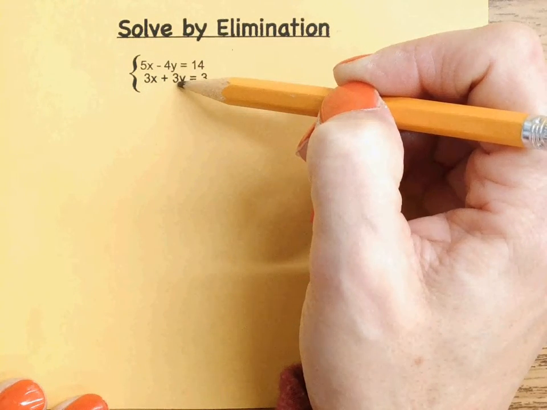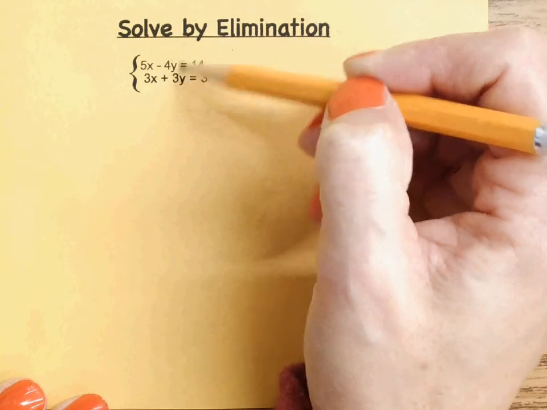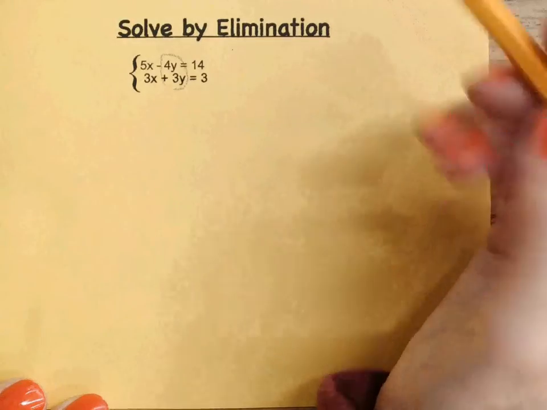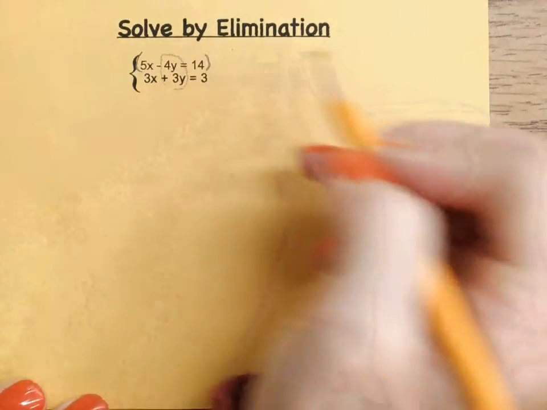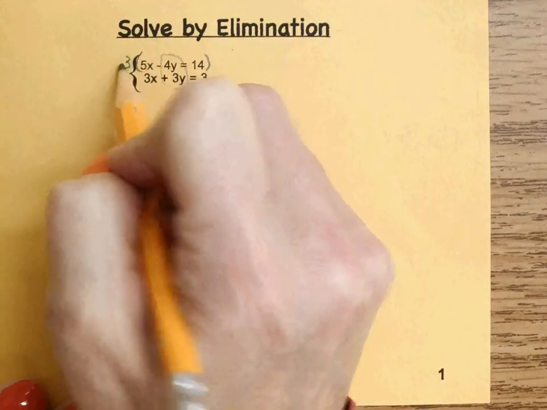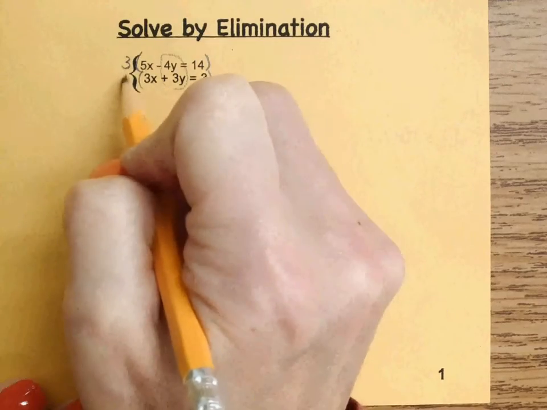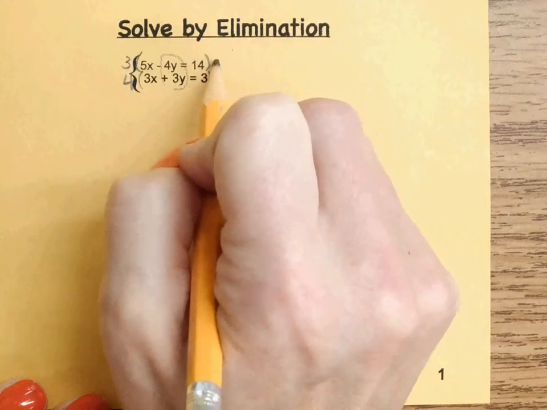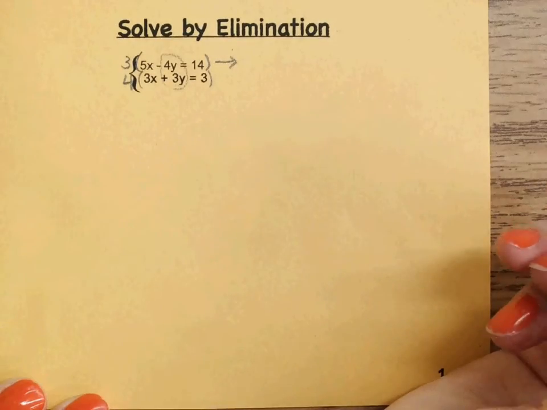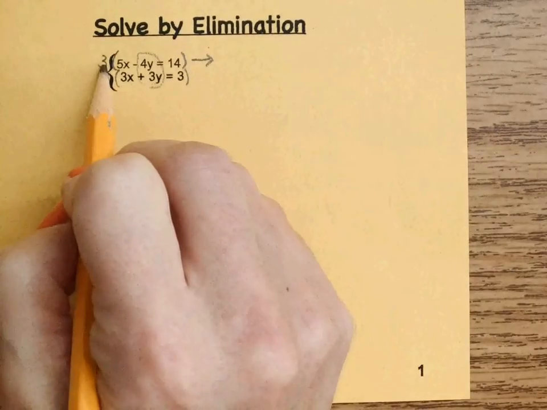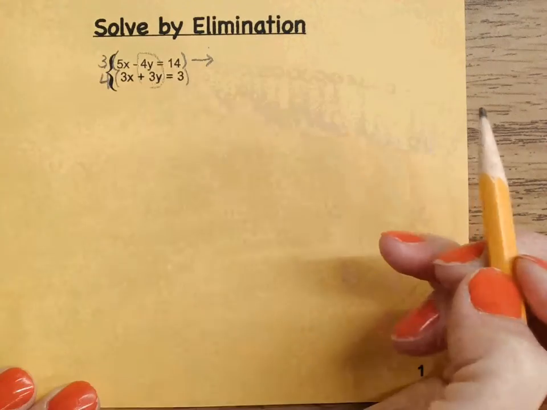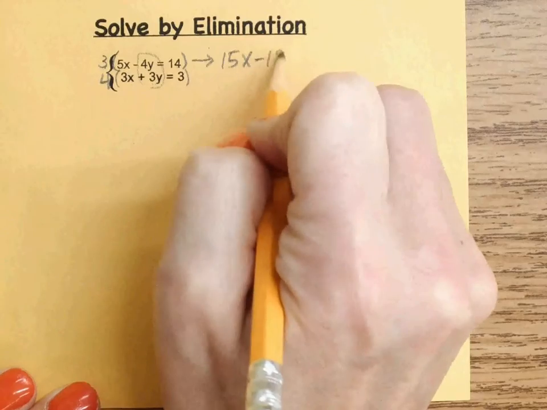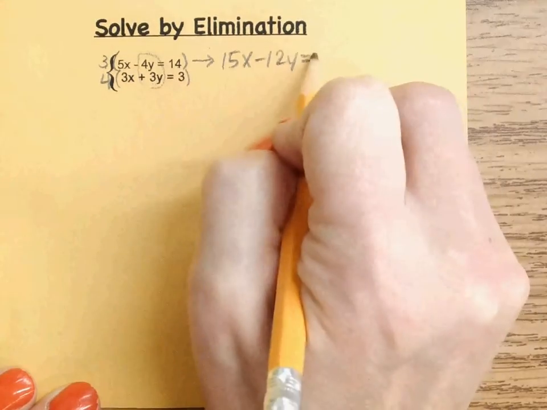So I'm just going to go ahead and create opposites with my y variables, just because I already have the signs set up. I'm going to go ahead and multiply my first equation by 3, my next equation by 4. My common factor is going to be 12, so I'm trying to get 12y. So when I rewrite that first equation, remember you're going to take that 3 and multiply by every term in that equation. So we get 15x minus 12y is equal to 42.